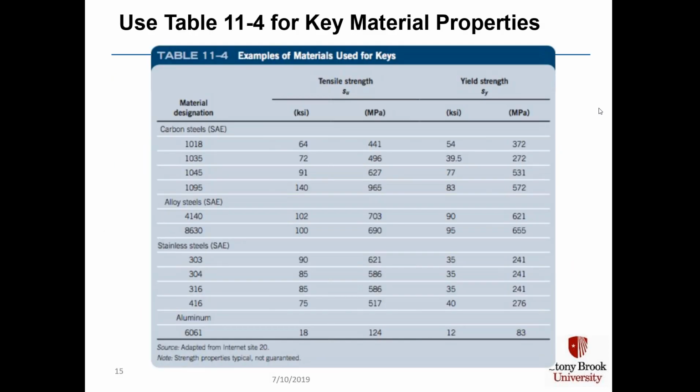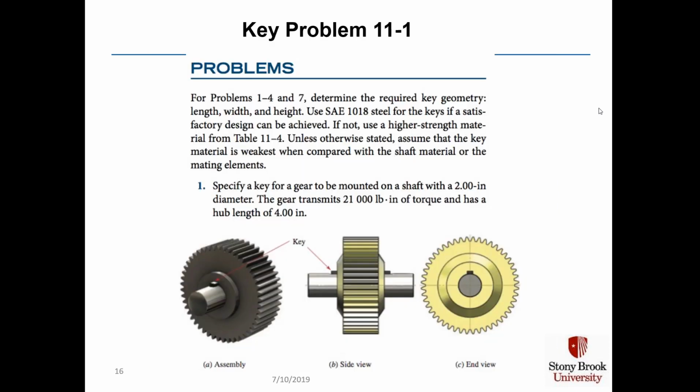Use Table 11-4 for key material properties. The most common key material is the weakest one, carbon steel 1018. It has a tensile strength of 64 KSI and a yield strength of 54 KSI. And here's an example of a key problem, number 11-1 in our book.